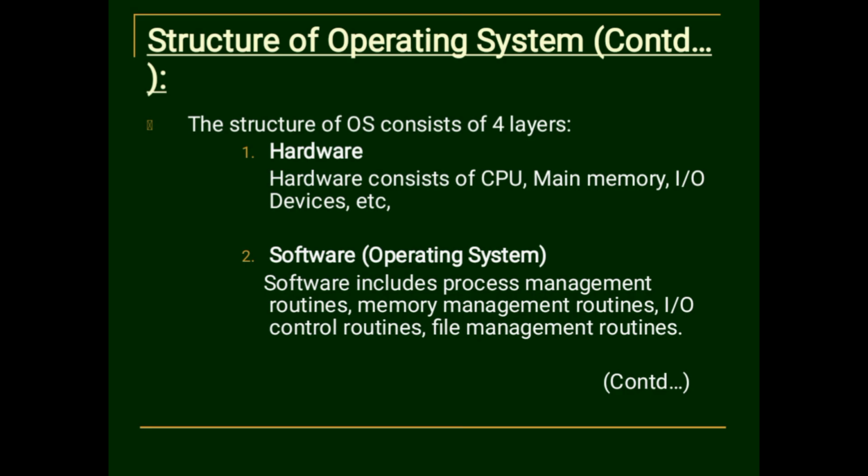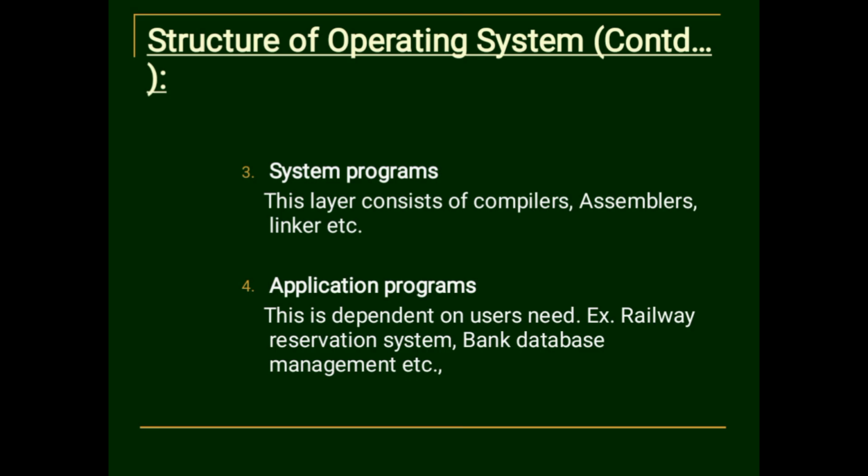Next one, software: the operating system. Software includes process management, memory management, I/O (input output) control, and file management. Next one, structure of operating system. System programs: these layers include the compiler, assembler, linker, etc. Next one, application programs. These depend on user needs. Examples: railway reservation system, bank database management and so on.